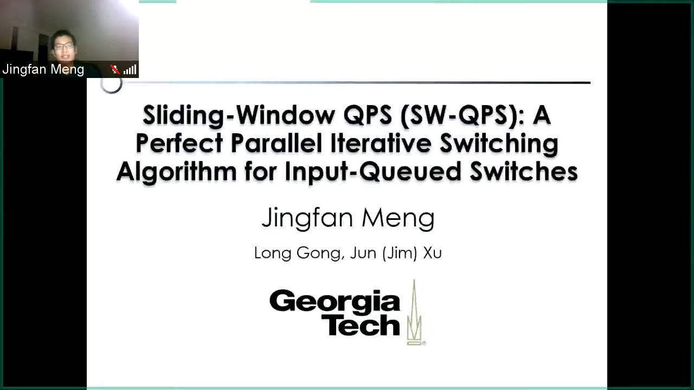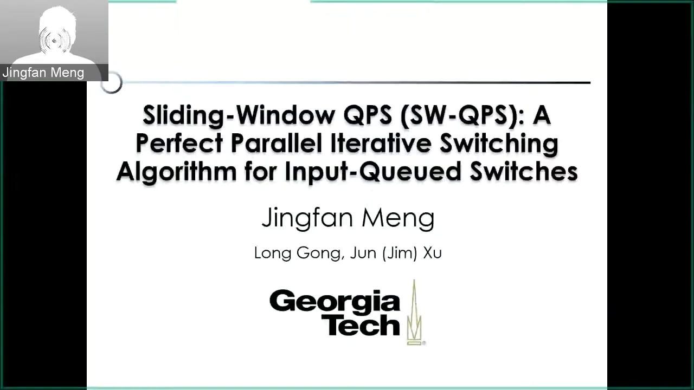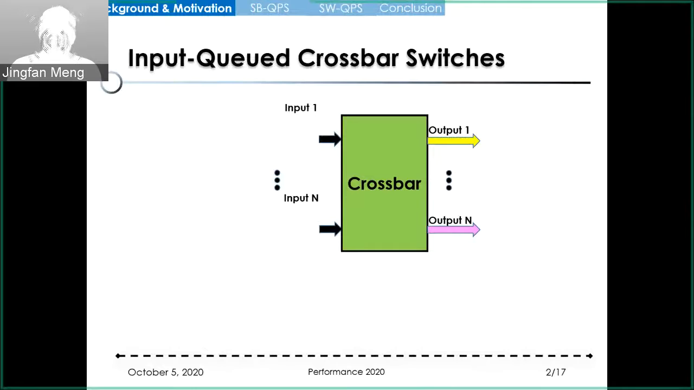Now I present sliding window QPS, a perfect parallel iterative switching algorithm for input-queue switches. Input-queue switches are cheap and widely used. In such switches, the arriving packets wait at the input ports before entering the switch.